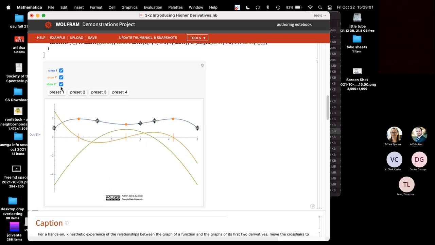I've used this not only in class, but in office hours to verify that students can predict what's going to happen to the derivative when they change the graph of the original function.